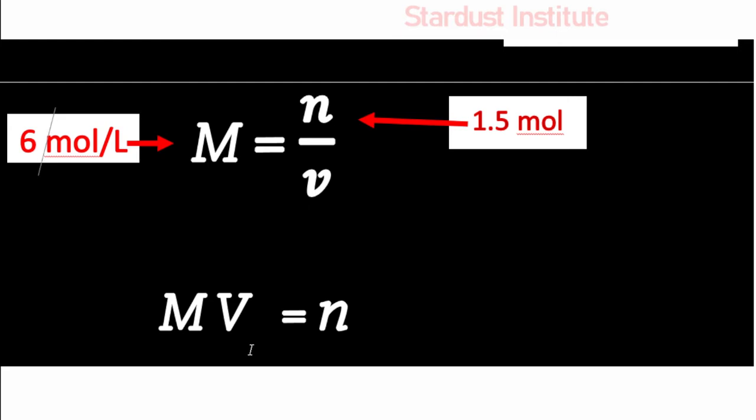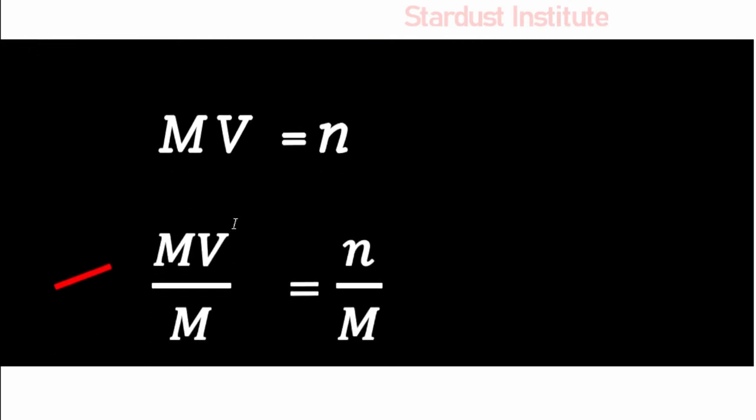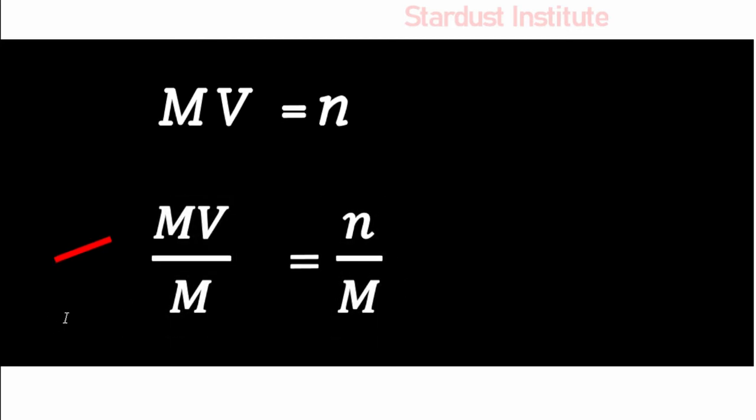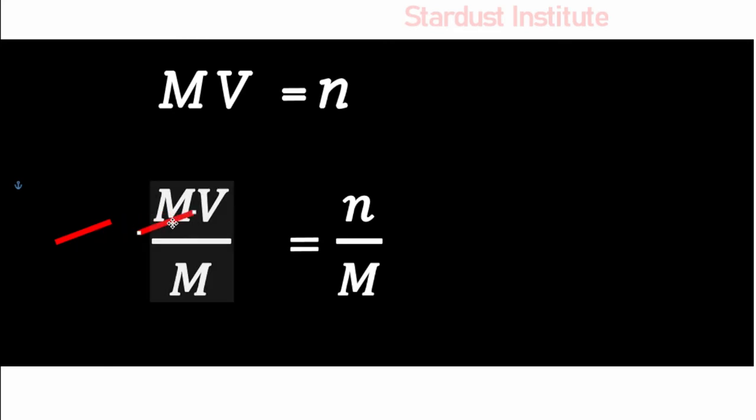Therefore, we should divide both sides of the formula by M. M divided by M equals N divided by M. On the left hand side, we can cancel out M. Now we have left only V on the left hand side.